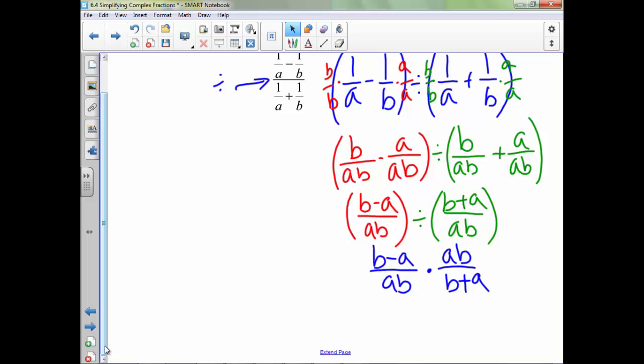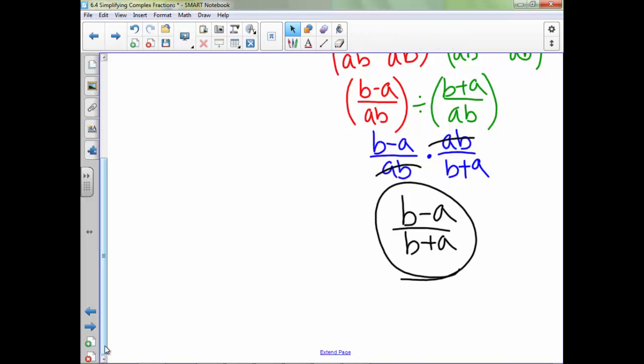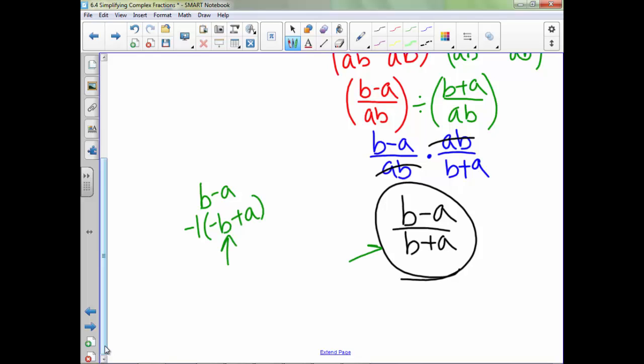And now notice our ab's can cancel with each other. And so we are left with b minus a over b plus a. One thing to note, you can't simplify this farther by factoring out a negative, because had we tried that, if we have b minus a and factor out a negative, notice now our b is negative, and over here our b needed to be positive.